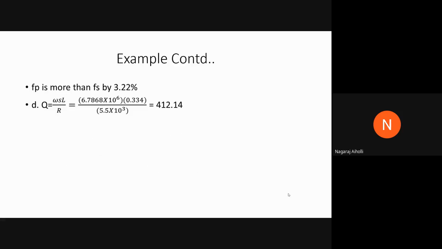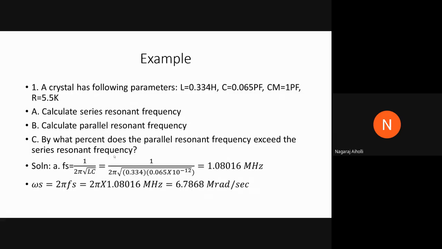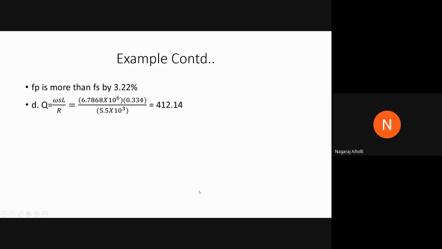The last part here is the quality factor. We are also calculating the quality factor. As we know, the more the quality factor, the less will be the distortion, and the higher will be the stability. So quality factor Q is given by omega s into L divided by R. We already calculated omega s. How much is omega s? Yes, omega s is 6.7868 into 10 raised to 6 radians per second. Substitute this: 6.7868 into 10 raised to 6 into 0.334 divided by 5.5 into 10 raised to 3. I have substituted omega s, L and R. That comes out to 412.14. So this much is the quality factor of the circuit that is connected for the crystal oscillator.